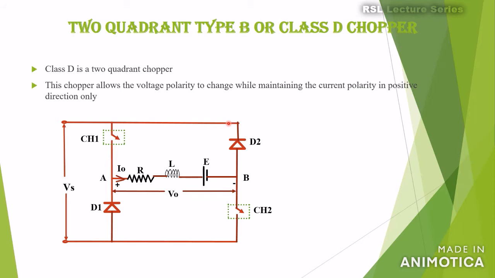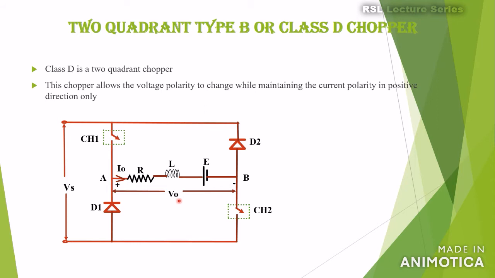It consists of two semiconductor devices CH1 and CH2 and two diodes D1 and D2. Vs is the supply voltage and V0 is the voltage across the load. I0 is the current flowing through the load. Here an RLE type of load is considered. Suppose the current flows from the terminal A to B, then it is considered as a positive direction for the current. And similarly, if the voltage polarity is plus and minus as shown in the figure, then this voltage is considered as a positive voltage.